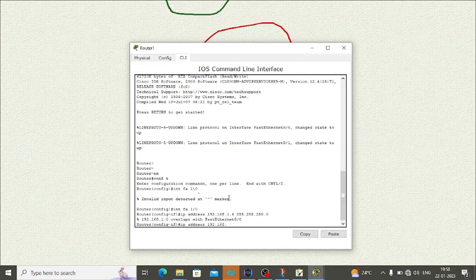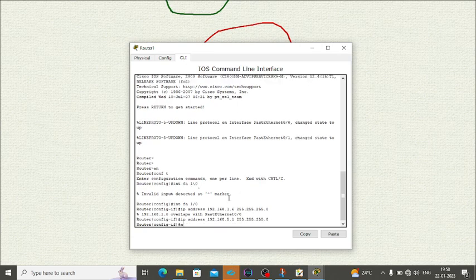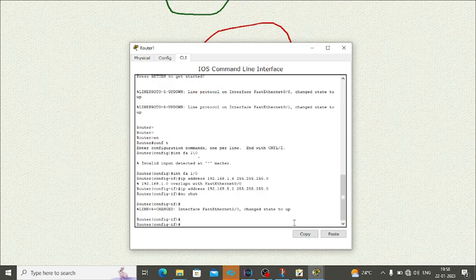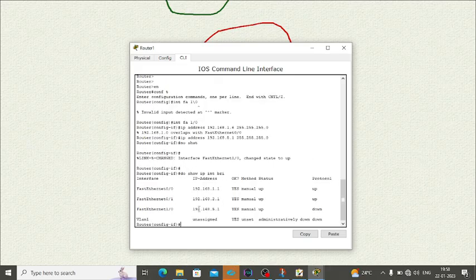192.168.5.1, 255.255.255.0. Okay, I'll configure that, and then no shut. No shut means the interface is up. Now I go to the IP address mode. So do show IP interface brief. Here it is. I configured the IP address 5.1 right now.